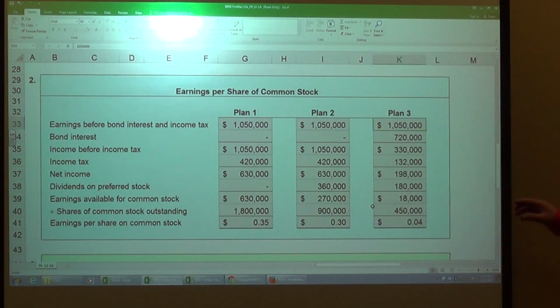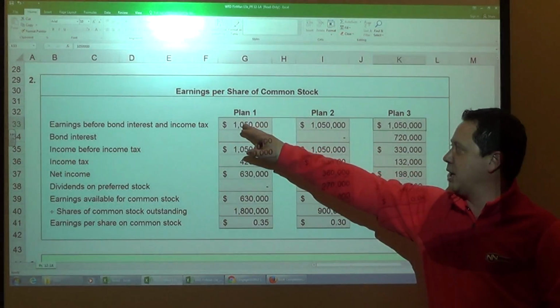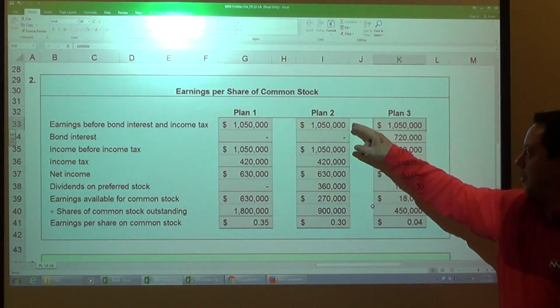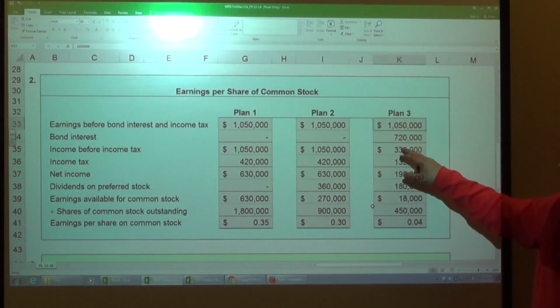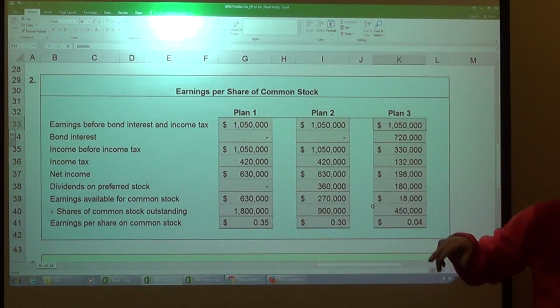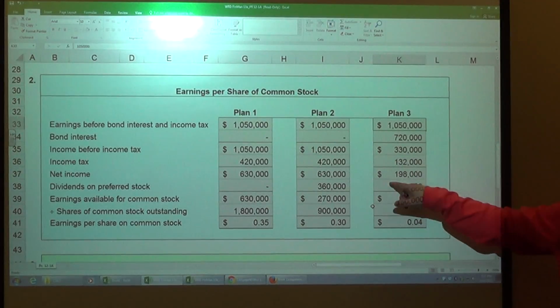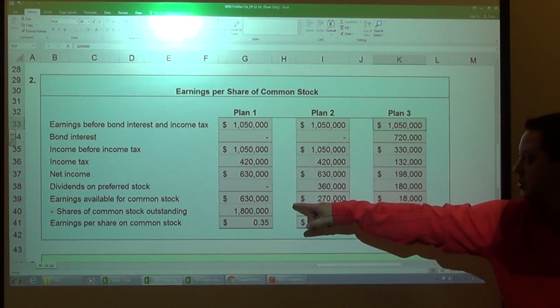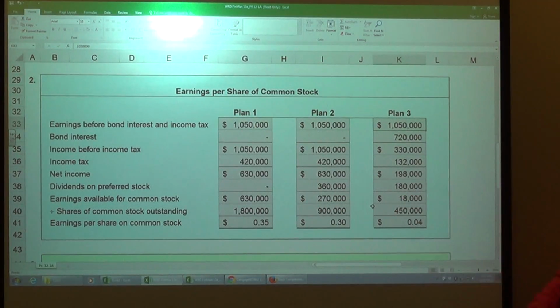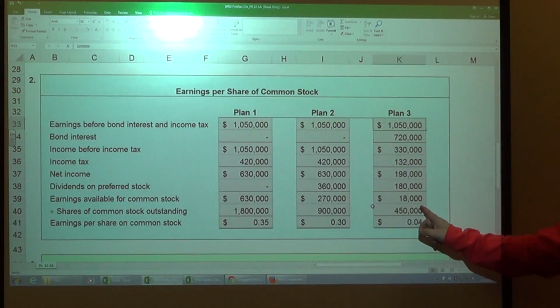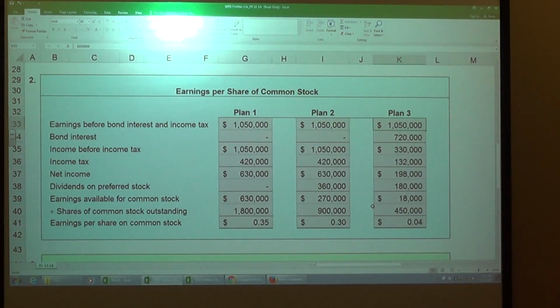So same deal, we went through, the only thing that changed was they made half the money that they thought. On interest, you can see, really reduced that. It means in taxes, we only paid $132,000 versus paying here $420,000. And then we still have our preferred dividends, preferred stock, and these are the earnings that we had available. Not much here, $18,000. Very good. And then those are 450,000 shares, they get 4 cents. Questions on that? I know I went through that pretty quickly there.